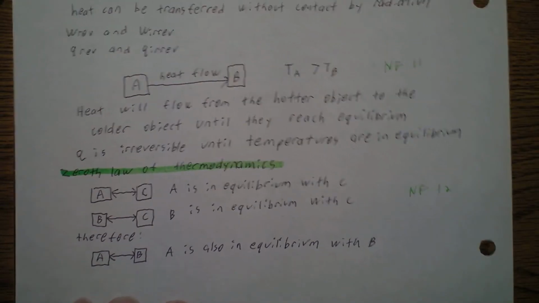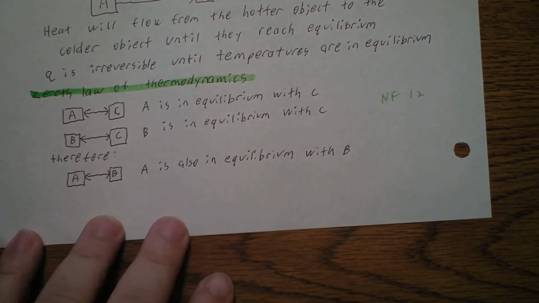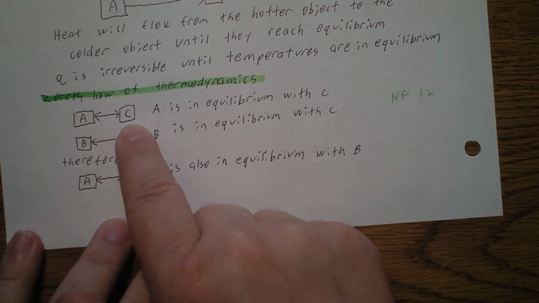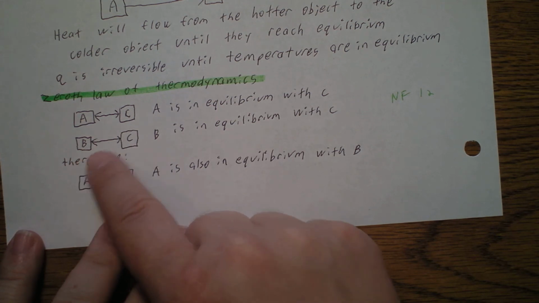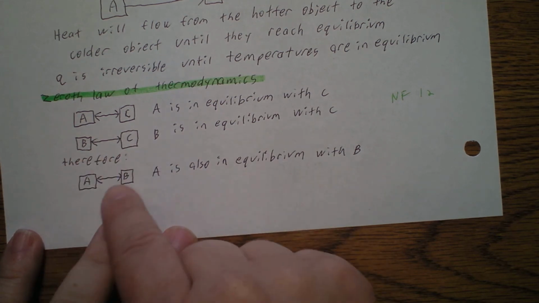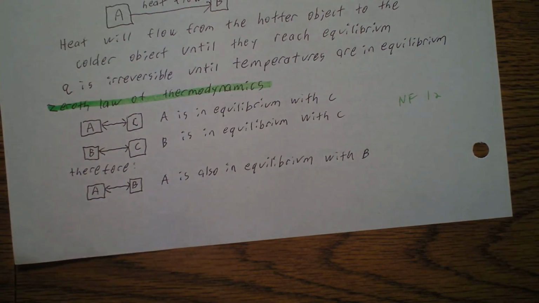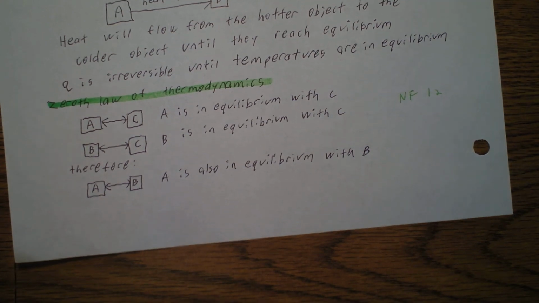So let's talk about the Zeroth Law of Thermodynamics. Let's say we have three objects, A, B, and C. If A is in equilibrium with C, and B is in equilibrium with C, then we can say for a fact that A is also in equilibrium with B. So that is all we're doing for Chapter 2, Section 3.